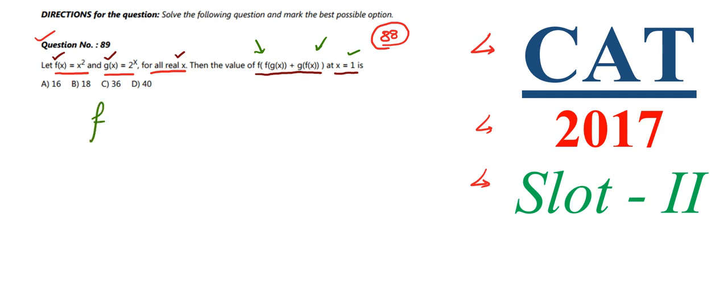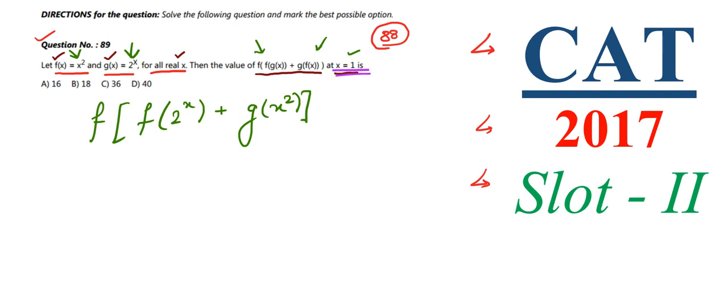We have the function f of g(x). g(x) is our 2 to the power x from here. So this can be written as f of 2 to the power x, plus we have g of again f(x), which is x square from here. So this will be g of x square. So basically this is our equation. Our value of x is given, that is equal to 1. So let us put the value of 1 here.